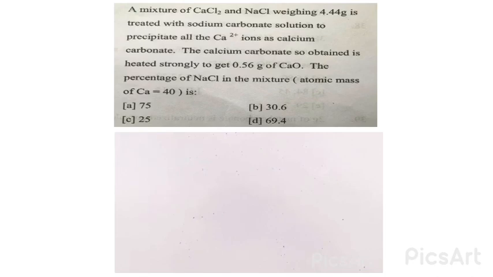In this question, a mixture of calcium chloride and sodium chloride having weight 4.44 gram is treated with sodium carbonate, and all Ca2+ is converted to calcium carbonate. This calcium carbonate so obtained is heated strongly to get 0.56 gram CaO. Percentage of NaCl is to be calculated.